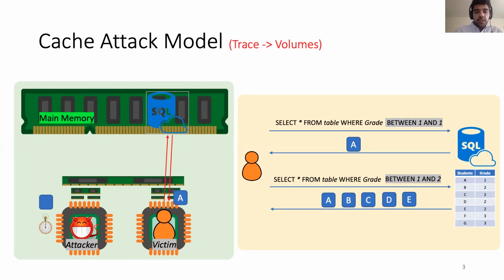So what will happen? For example, look at the figure on the right-hand side. The victim asks for a range query on the column grade for the values between 1 and 1. As a result, he'll get a row A. And if the victim issues a new query, he will get a new response and the attacker will see that. So basically, what the attacker will see is the volume of the response from SQLite. So he can recover the volume of the responses.